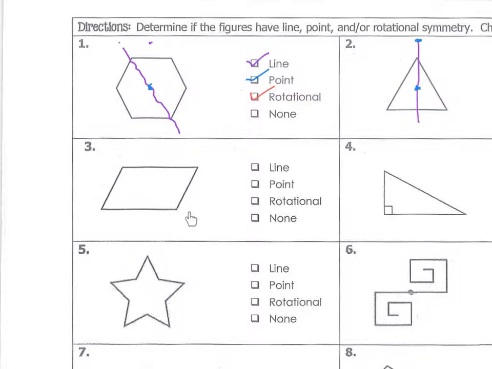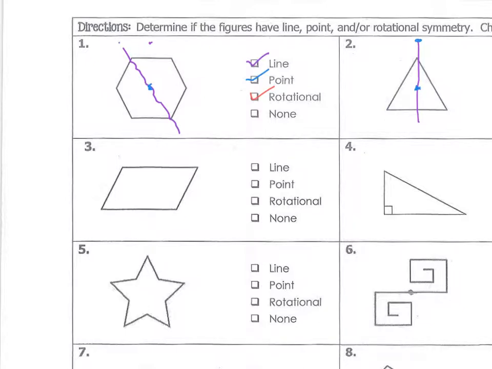A diagonal line? No. How about a horizontal line this way? Will it map onto itself? Nope. How about a diagonal line this way? Did I already do that one? Nope. How about a vertical? Nope. It doesn't have any line symmetry. I can't fold it in half and have it map onto itself, so there is no line symmetry.